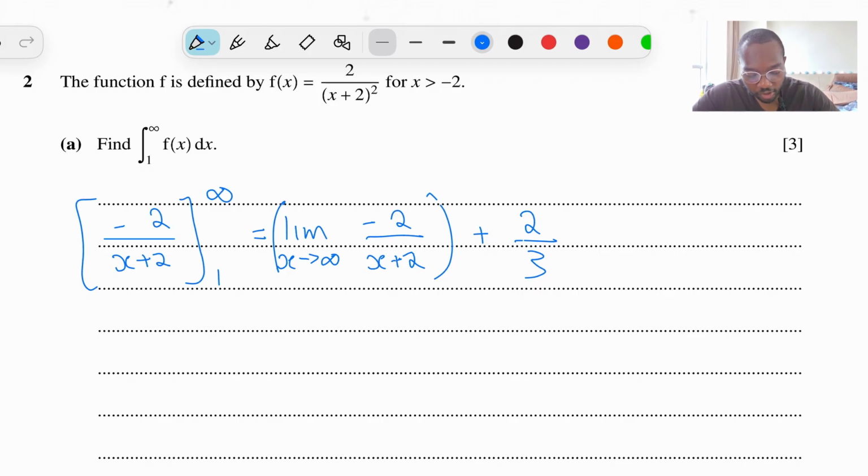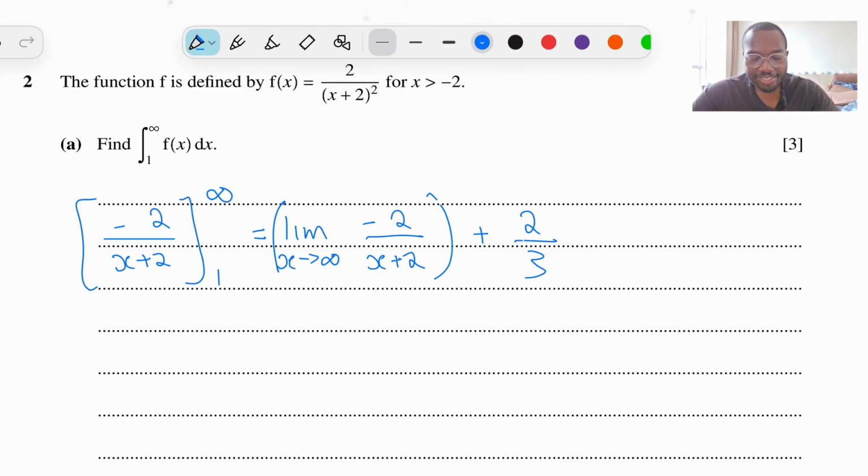So now all we need to do is figure out what is the limit as x tends to infinity. So as you can see, if we look at the limit as x tends to infinity, it's just going to get smaller and smaller and smaller, right? Because think about it. If, let's say, x was 1, then we get minus 2 over 3. Then if x is 2, we would get minus 2 over 4. And then as we keep going, let's say x was like 10, we get minus 1 over 6. And if x was 100, we'd get an even smaller number, right? Because the bigger the denominator, the smaller the value is going to be.